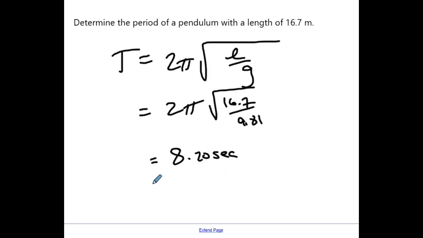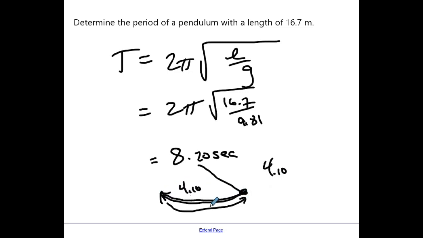So that means it's going to take 8.20 seconds for this pendulum to start here, swing all the way there, and swing back. It's there and back. Don't forget that. It'll be 4.10 seconds for it just to go there, so it'll be 4.10 seconds to go there, and 4.10 seconds for it to come all the way back again.